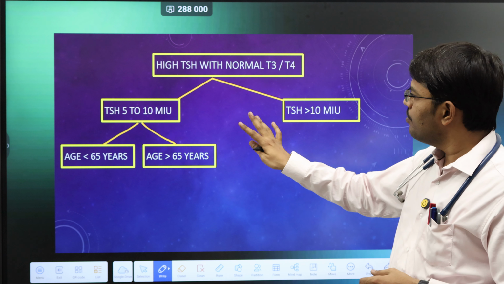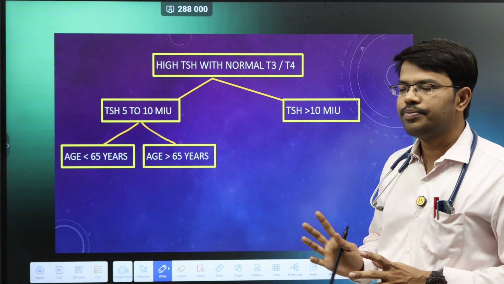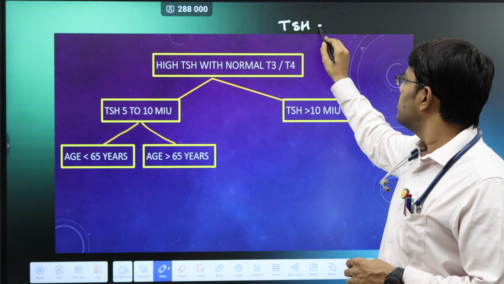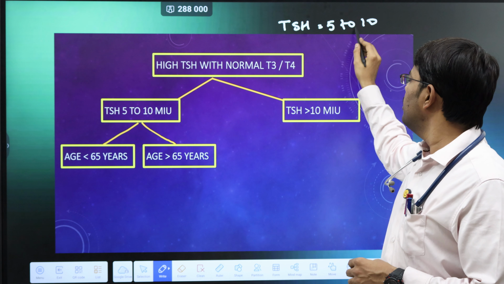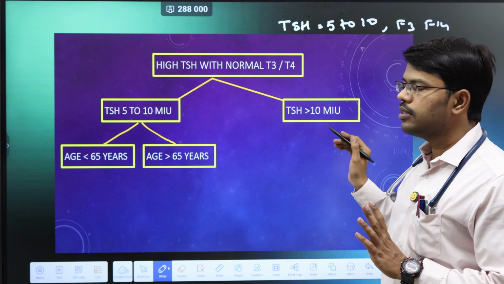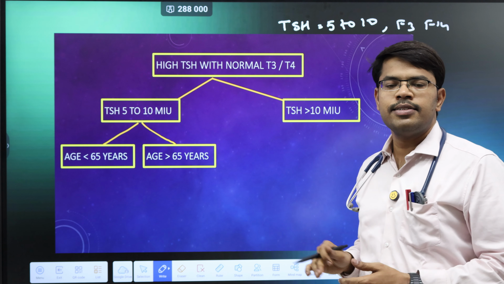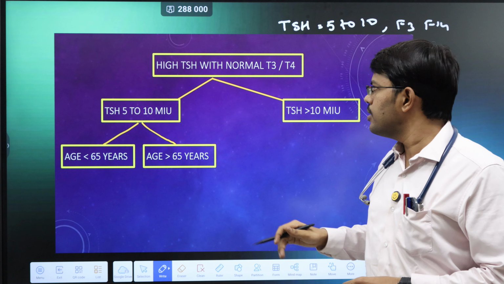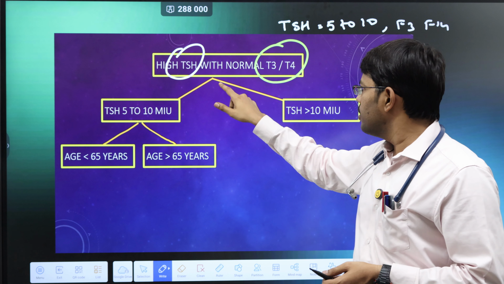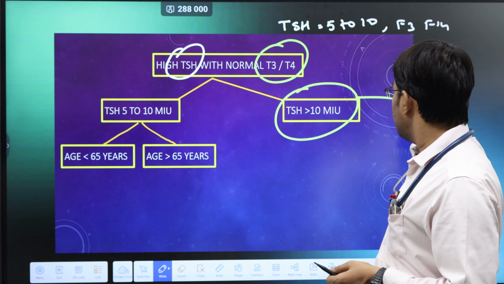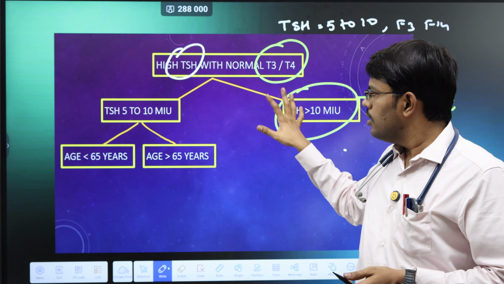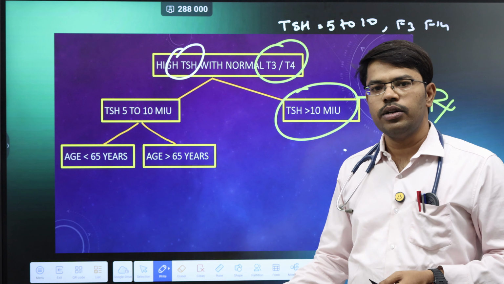So to conclude, we'll conclude with this flow chart. So what is subclinical hypothyroidism? TSH borderline elevated, 5 to 10, with normal thyroid hormones, free T3 and free T4 normal, is subclinical hypothyroidism. This is the summary slide on when to treat. Whenever there is a high TSH with normal T3 and T4, if it is more than 10, you have to start the treatment, 1.6 microgram per kg. If it is more than 10, there is no doubt in starting the treatment.